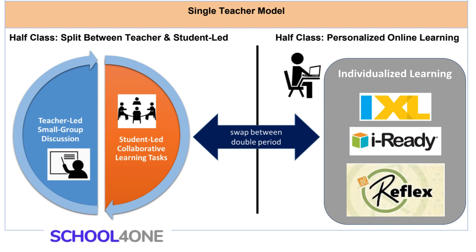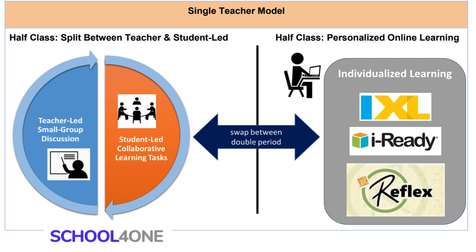On the left side of the screen, you'll see that the group is then split again. So if 10 kids were on the online learning program and the other 10 kids were on the left side of the screen, they'd be split into two smaller groups of 5. One small group is with you, the teacher, doing new lessons from Engage New York, and the other group is working collaboratively on a task from Engage New York or something that you've created for them.